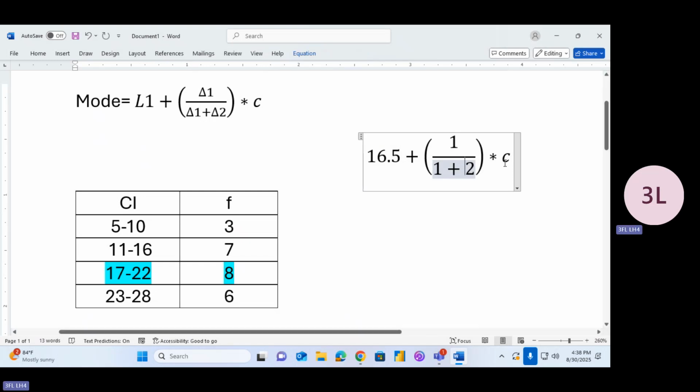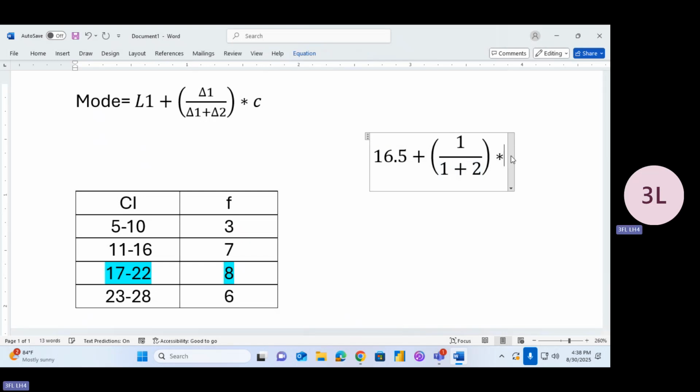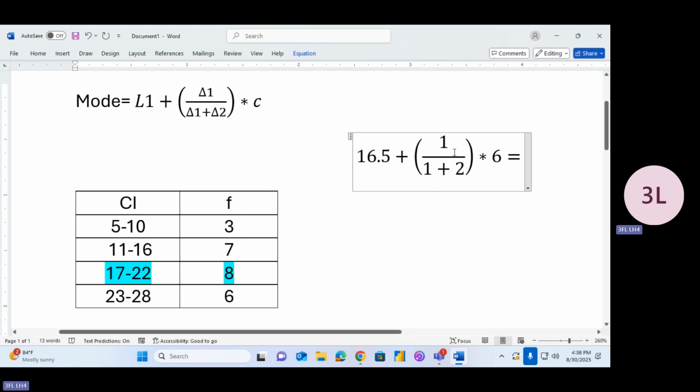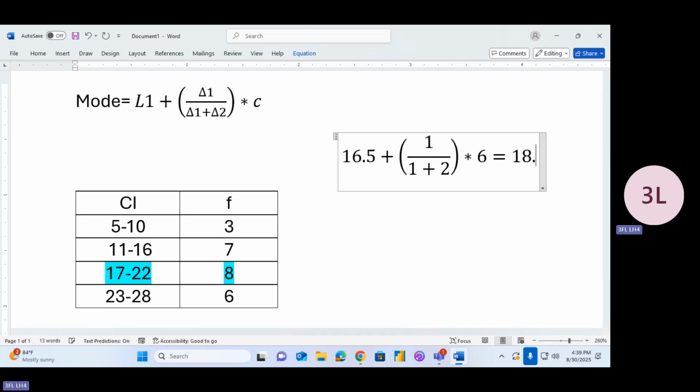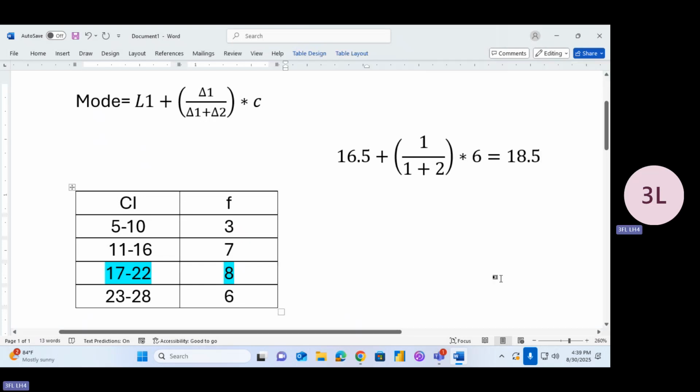Then C means size of the modal class. 17 to 22. What is the size? 6. Then you can find the mode value. Here 1 over 3 into 6, 2. 18.5 is the mode.